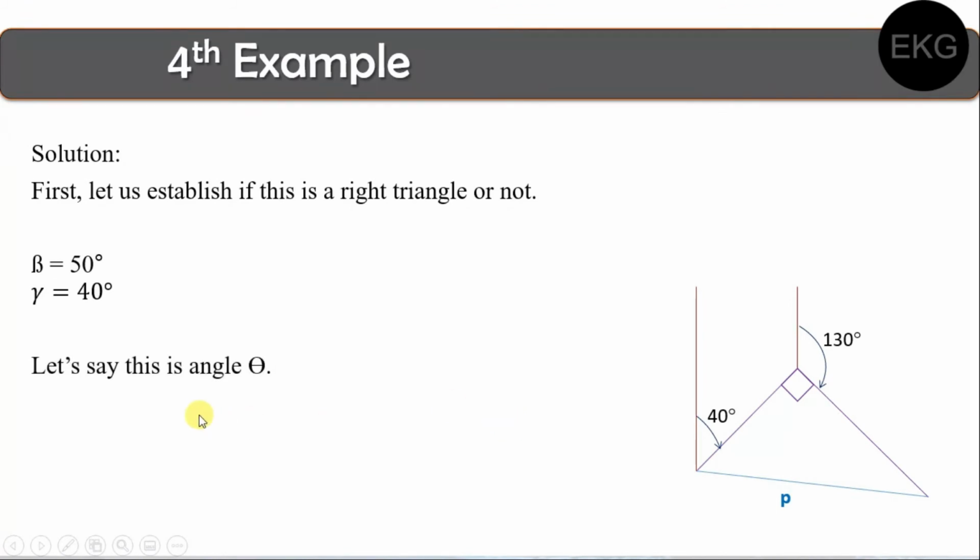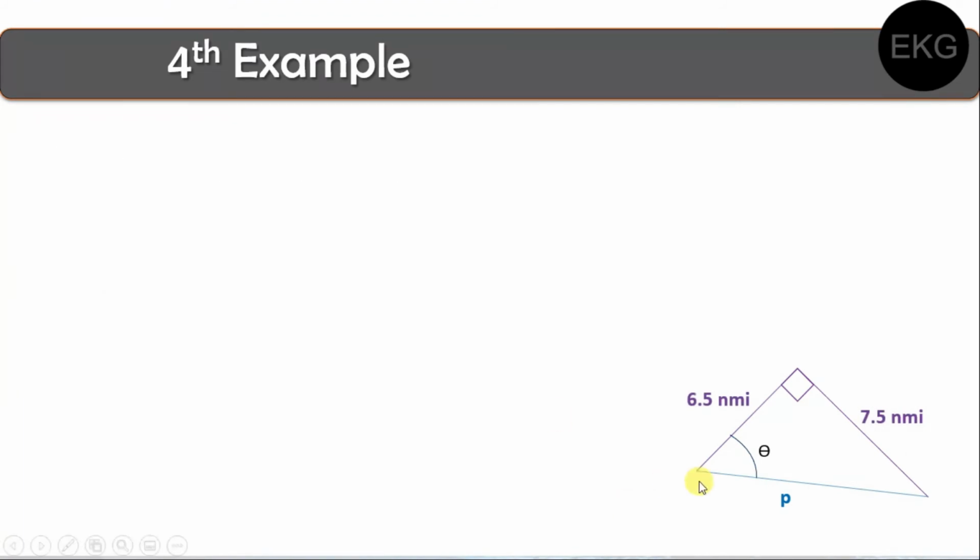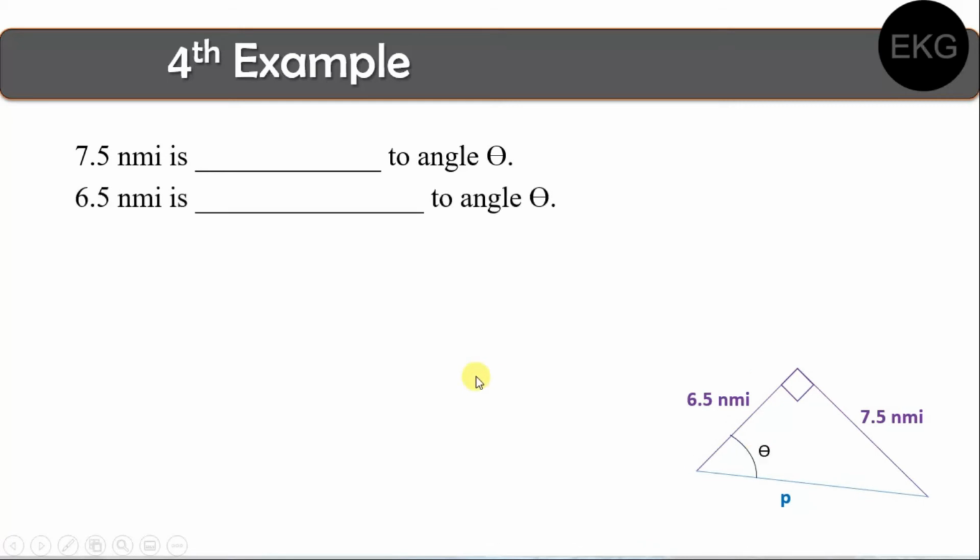Now, let's say this is angle theta. Itong angle na to. Now, this angle theta, alam natin na-travel niya from the origin to this particular point is 6.5 nautical miles. Papunta dito sa kabila is 7.5 nautical miles. So, kung may angle tayo dito, 7.5 nautical miles is kaano-ano ng theta? Is it opposite, adjacent, or hypotenuse? How about 6.5 nautical miles? Kaano-ano yan ng theta? So, I leave you to answer that.